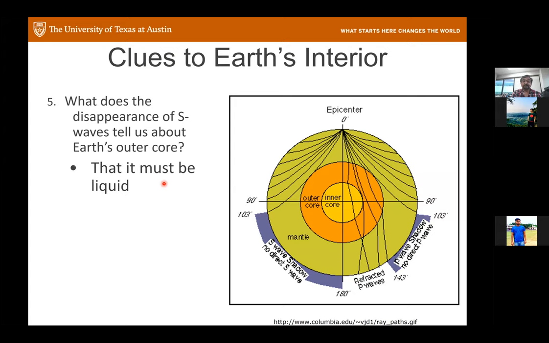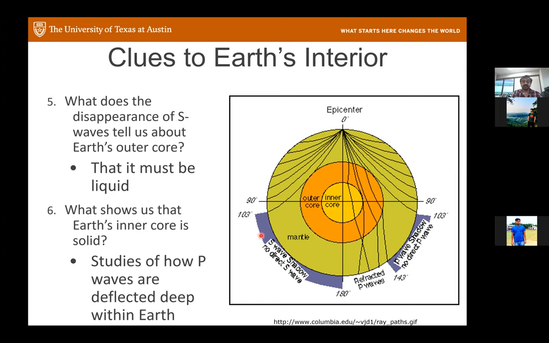And I mentioned yesterday that this is the discovery that was made by Inge Lehmann. And she concluded that the outer core is fluid. The inner core is solid. So this is really quite puzzling, that the outer core is fluid but the inner core is solid. And this is all based on observations of seismographs.